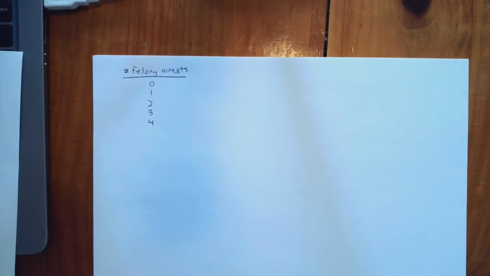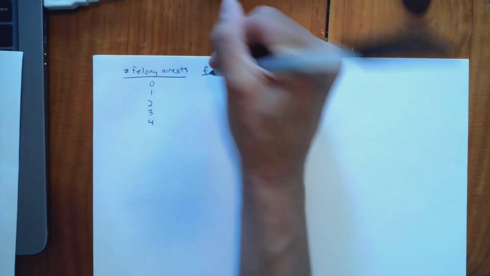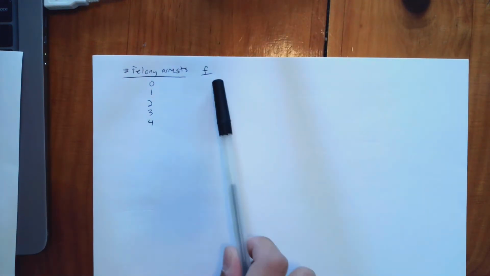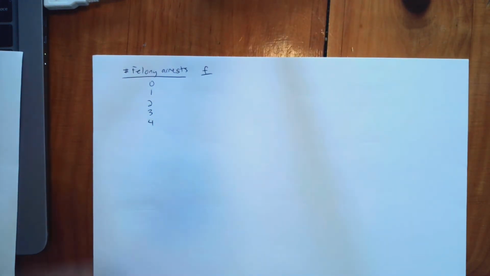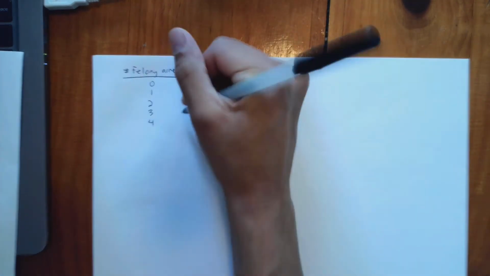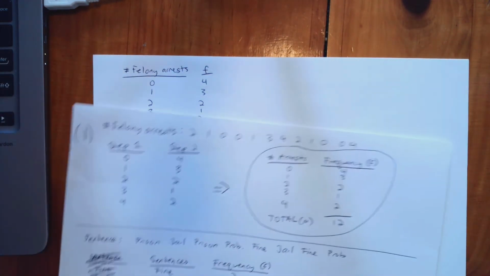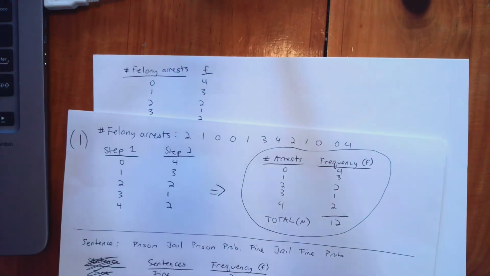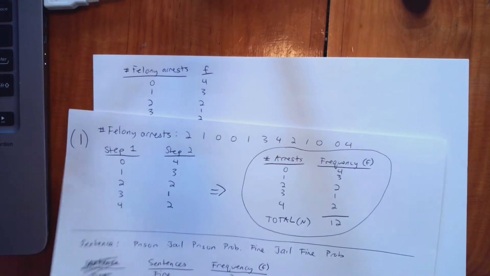And the frequency with which each of these things appeared, which in this one I'm just going to label as f to make it a little shorter, we have 4, 3, 2, 1, and 2. And as a reminder, that corresponds to this data up here, where we had 12 people who had different numbers of arrests in our sample.